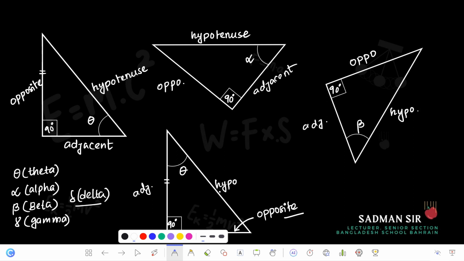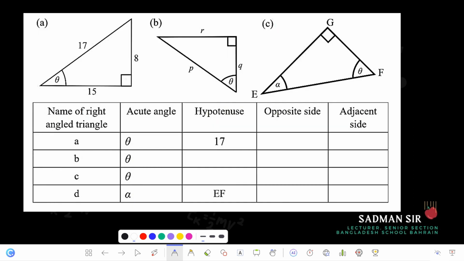Okay, there is an exercise in your textbook. I forgot the page number, but before the exercise, there is some brainstorm pair work. I think one of the practice works is like this. You have to fill up the table by looking at the picture. Like name of the right angle triangle A, that is this one. The acute angle they have represented by theta. Yes, we can see that it is theta. Now this is 90 degree. The opposite side of 90 degree is 17, which is hypotenuse, and you can see that hypotenuse 17 is written. Now which one is opposite, which one is adjacent, we have to find out.